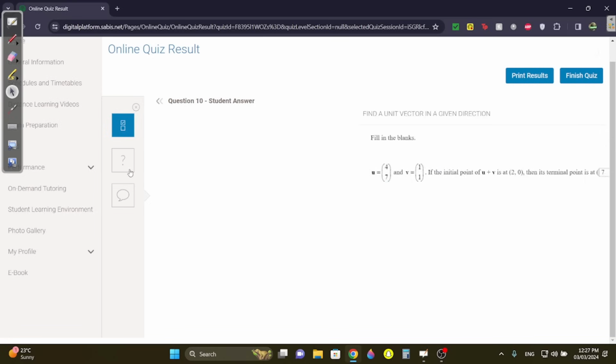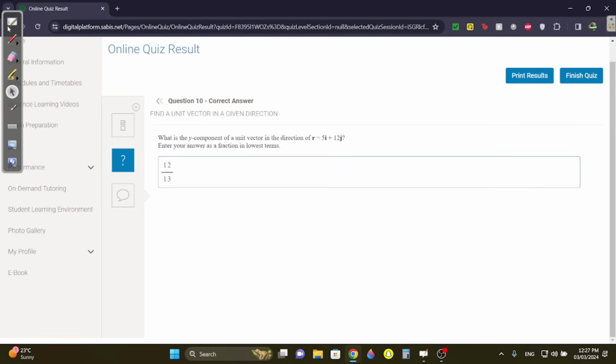Question 10. What is the y component of a unit vector if it's 5i plus 12j? Remember, when you say i, that means that's your x, and when we say j, that's your y. So how do you find the y component of the unit vector? Remember, the y of the unit vector, y of u prime, is always equal to the old y over the magnitude of that vector. In this case, we're talking about r, so it should be y of r prime equals y over the magnitude of r.